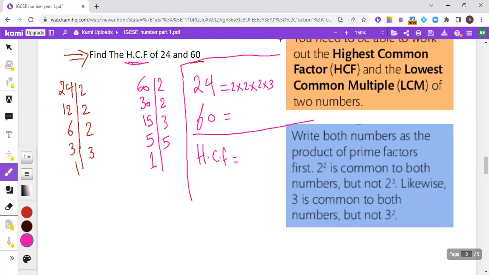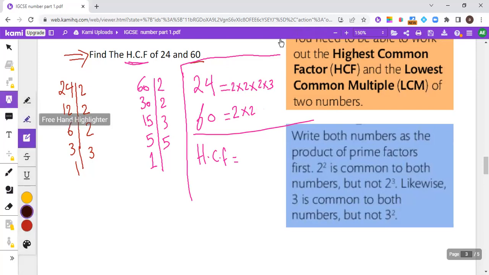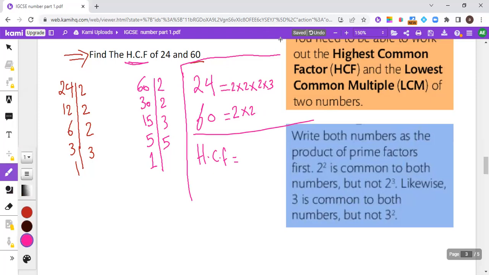And 60 will be 2 multiply 2. Here 2, yes. Don't write anything here. Okay? Guys, focus here. Please focus here. Here is 2. So don't write anything here because I don't have any 2's here. Okay? I will write 2 multiply 2 multiply 3 multiply 5.